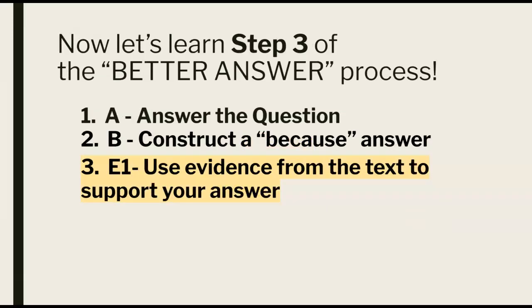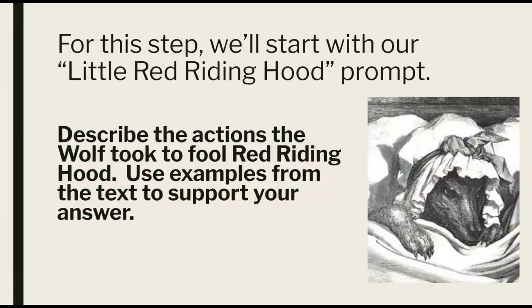We have restated and answered. We have given our because answer, and that's going to take us to our first E1. Remember, E1 means evidence. So this is the part in your answer where you're going to have to go back to the text and you're going to have to pull out some evidence that supports your answer. So again, we have that same question. Describe the actions that the wolf took to fool Red Riding Hood.